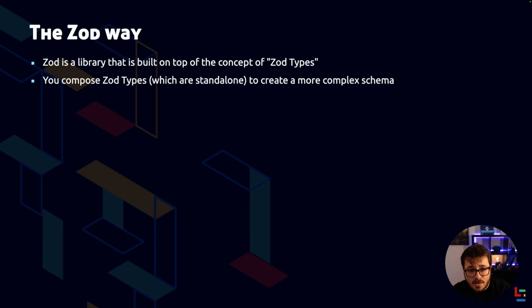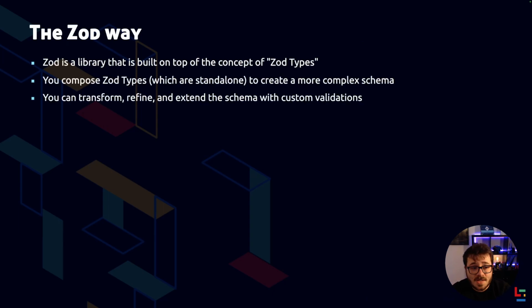Then you can compose those Zod types, like I said, into more complex schemas, and you can transform or refine or even extend your schema with custom validation. Like if you have a user and another type that's basically the same as the user, but with one or two extra fields, you can just take the user and extend that type. You can actually take parts of one schema and add them into another, because all those types are interoperable. So you can use them in a very, very good way.